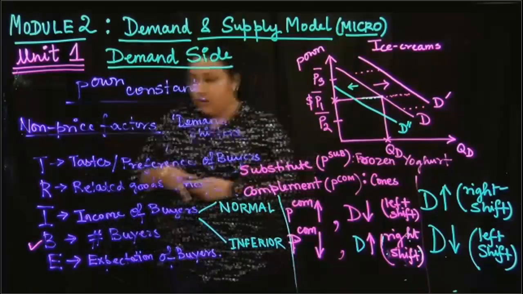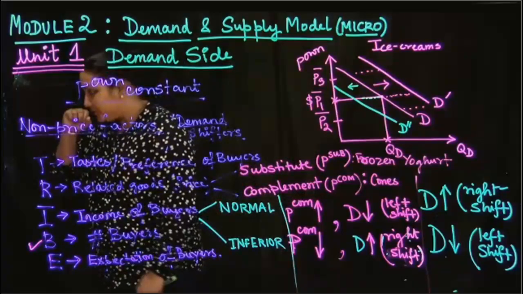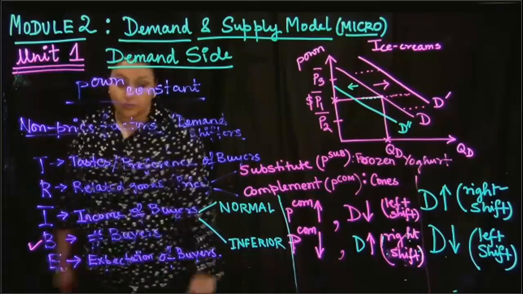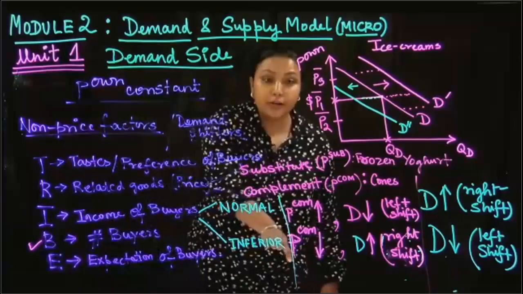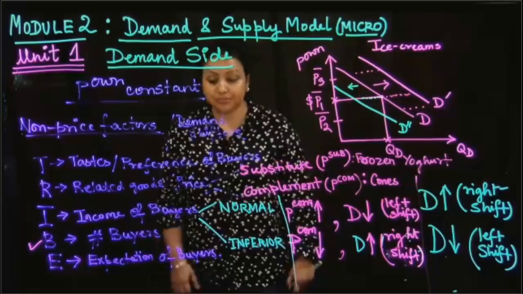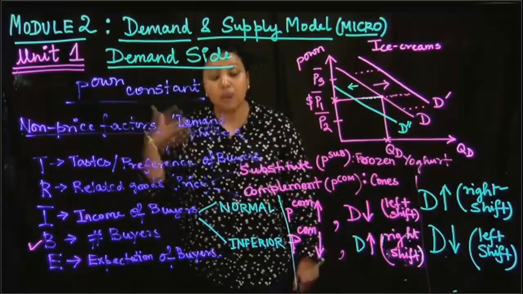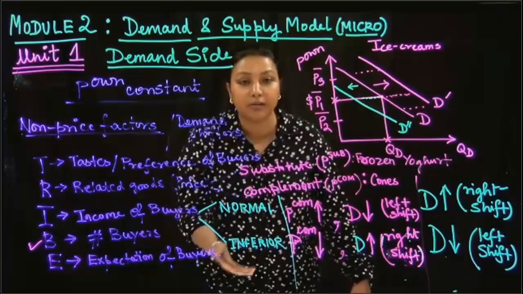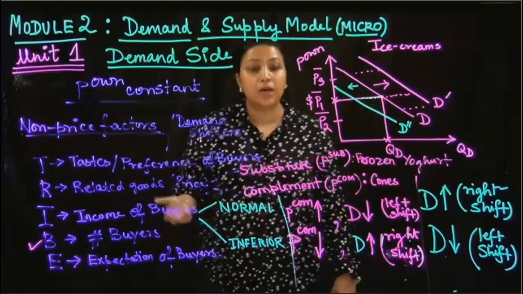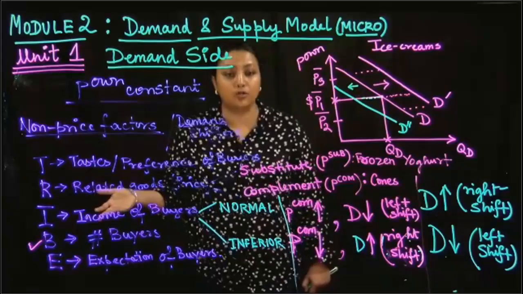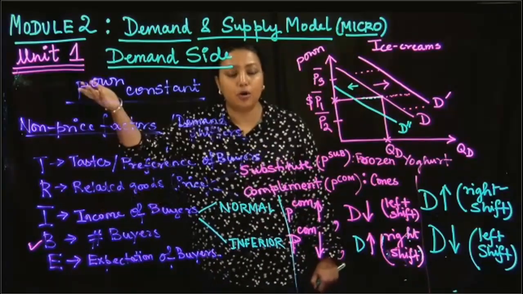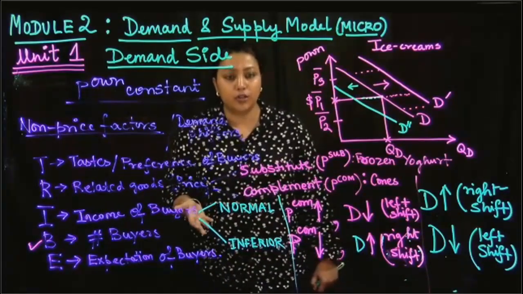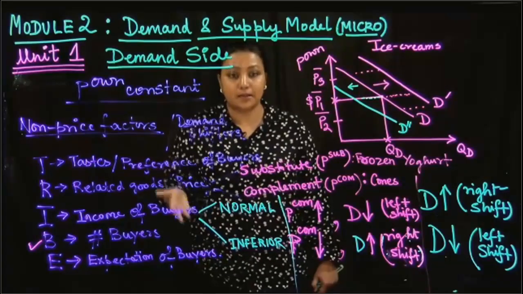And for inferior goods, as income goes up, the demand actually goes down, because these are qualitatively inferior goods. Think about something like thrift store clothes. Okay, if you earn more, would you buy thrift store clothes? The answer is no, you would buy less, right?